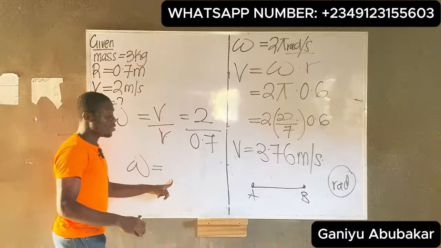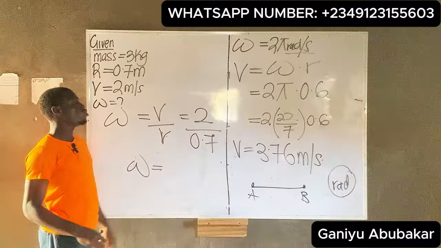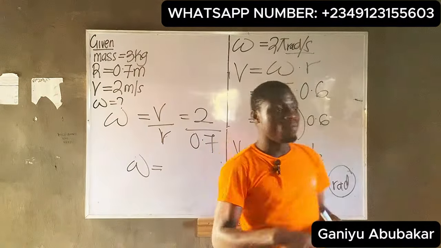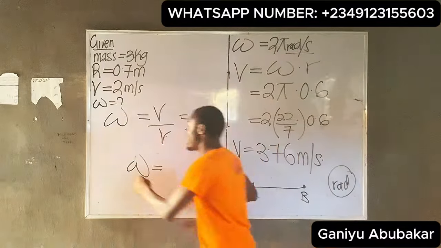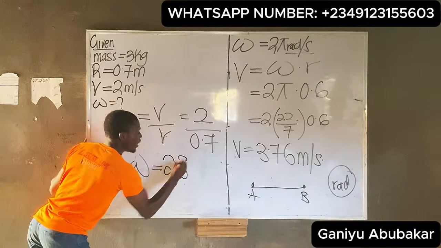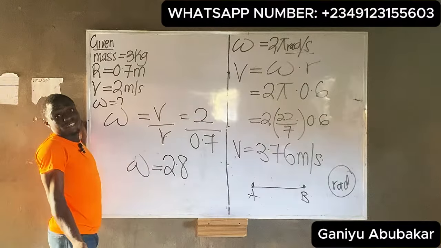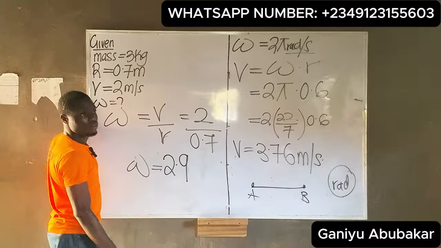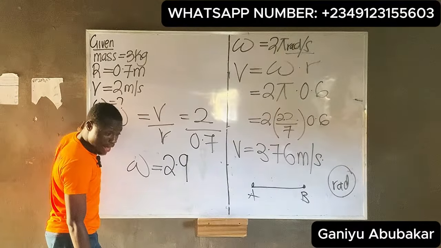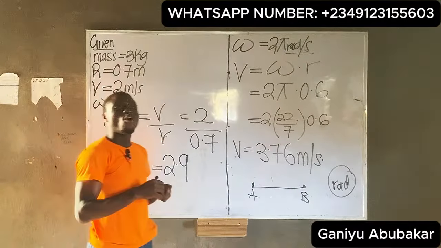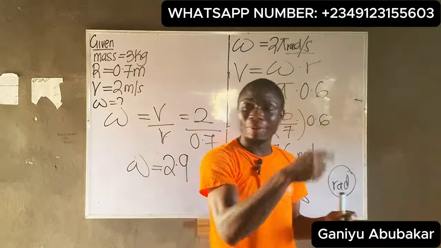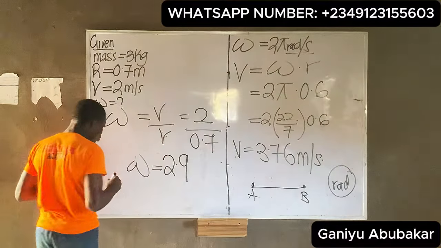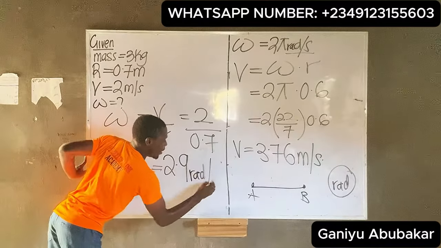Don't use your brain, please. Use your calculator. 2 point what? 2.9. Please, what's the unit? Omega. Is it rad per second square, or rad per second? At this level, it is rad per second.